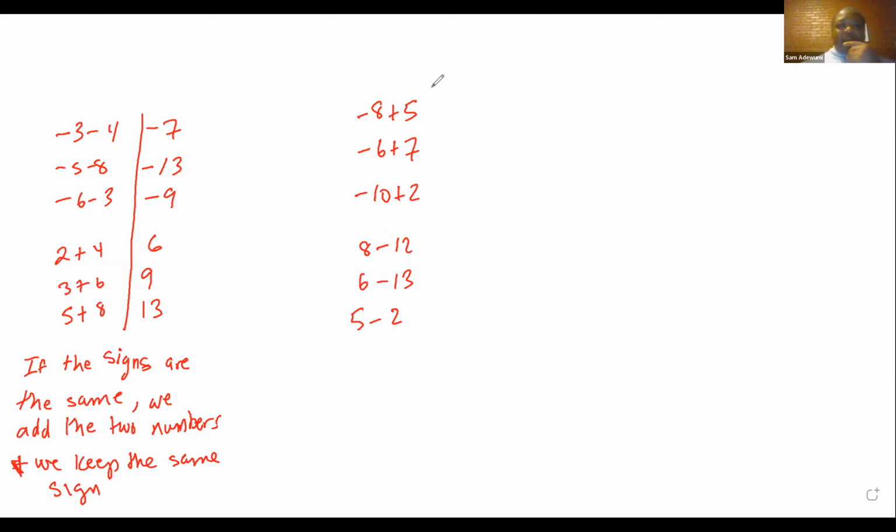Okay. So let's do the same thing. I just want you to shout it out. You don't need to even raise your hand. -8 plus 5. -3. -6 plus 7. 1. -10 plus 2. -8. Actually, you just shout it out. You don't have to raise your hand. This is free and open session at this point, right?